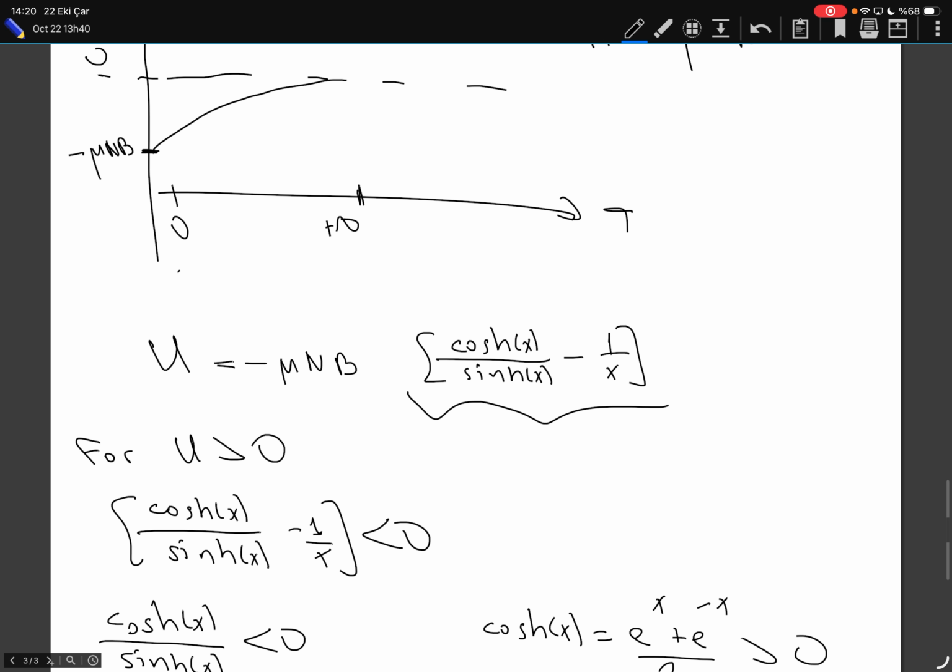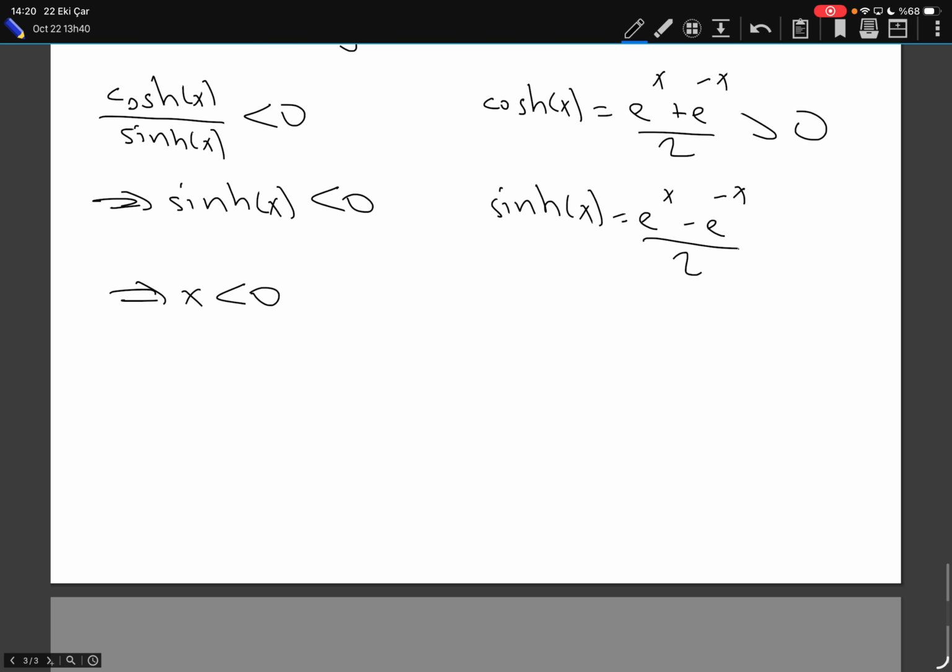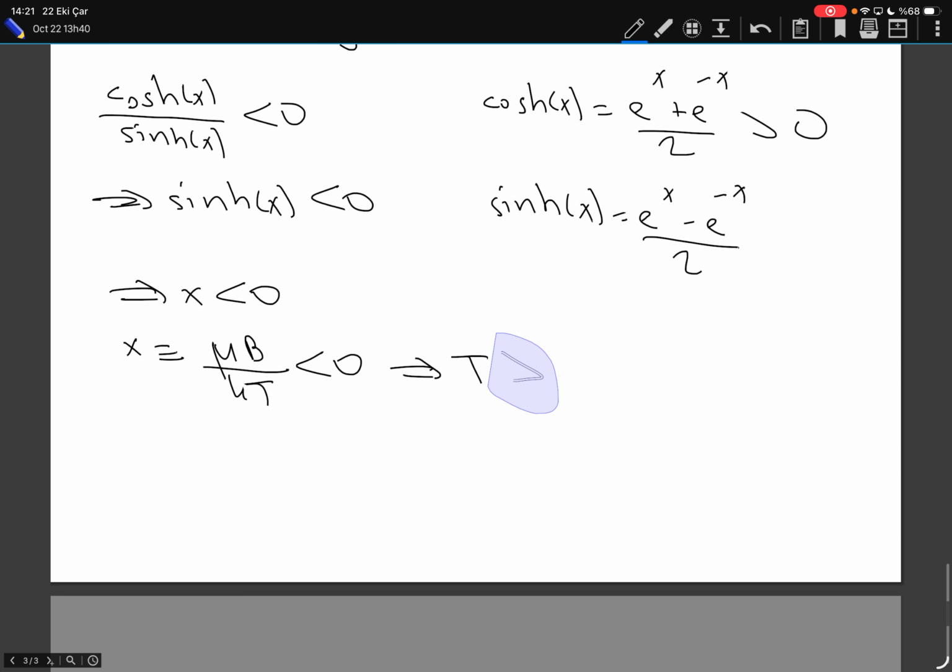I should still check that if x is negative, the cosine hyperbolic divided by sine hyperbolic will be negative, but 1 over x will be positive, but still the square parenthesis, if x is negative, will be negative. But remember what x is. X is equal to mu b divided by kt. If this is negative, then T should be negative.